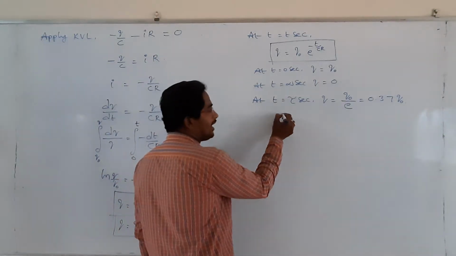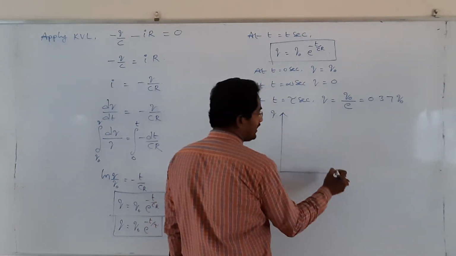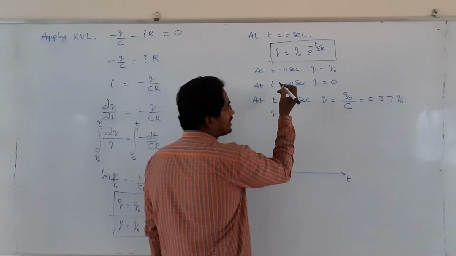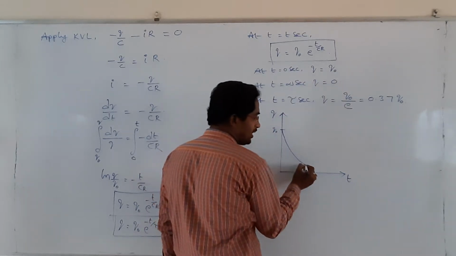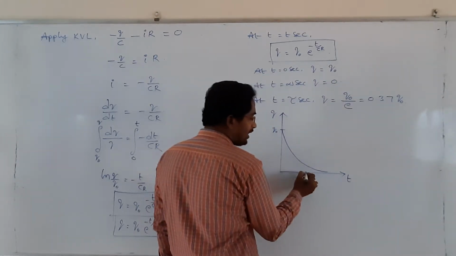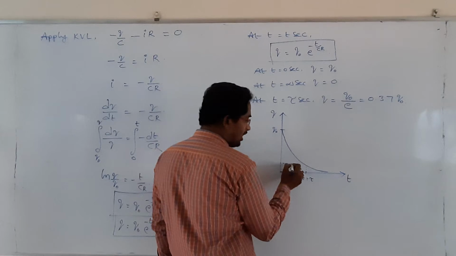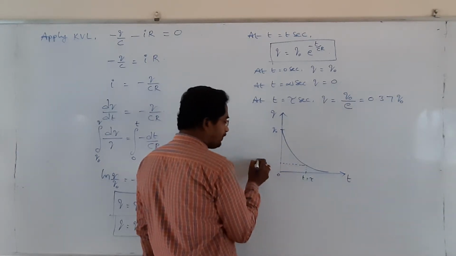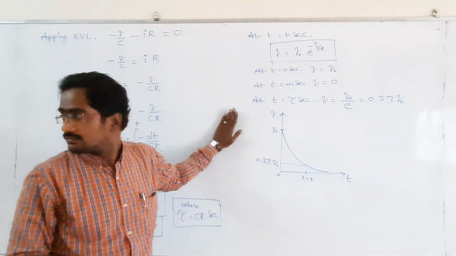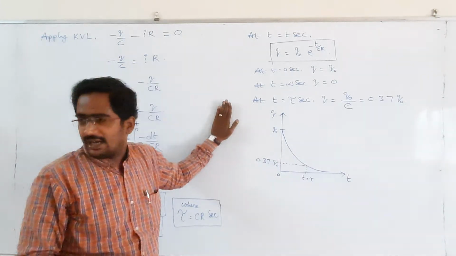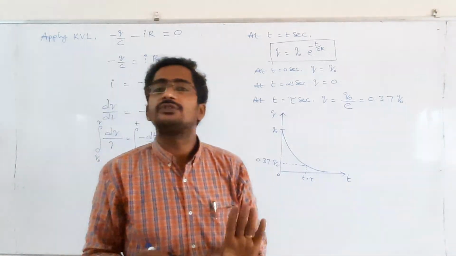So if you plot the graph of q versus t, the initial charge value is q naught, and charge is exponentially decreasing, so the curve looks like this. At the time of t equal to tau seconds, the charge value is 37% of q naught. So this is the shape of the graph for the decay of charge.